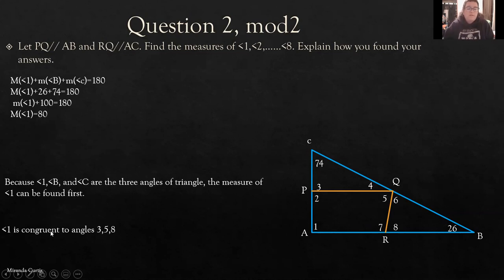Angle 1 is congruent to angles 3, 5, and 8. Congruent means they're all going to be the same. So angles 3, 5, and 8 are all 80.